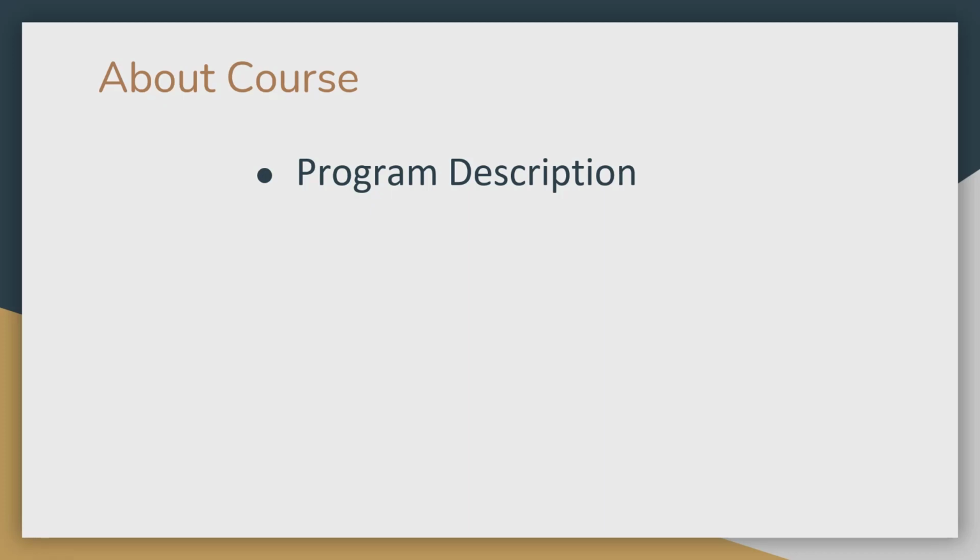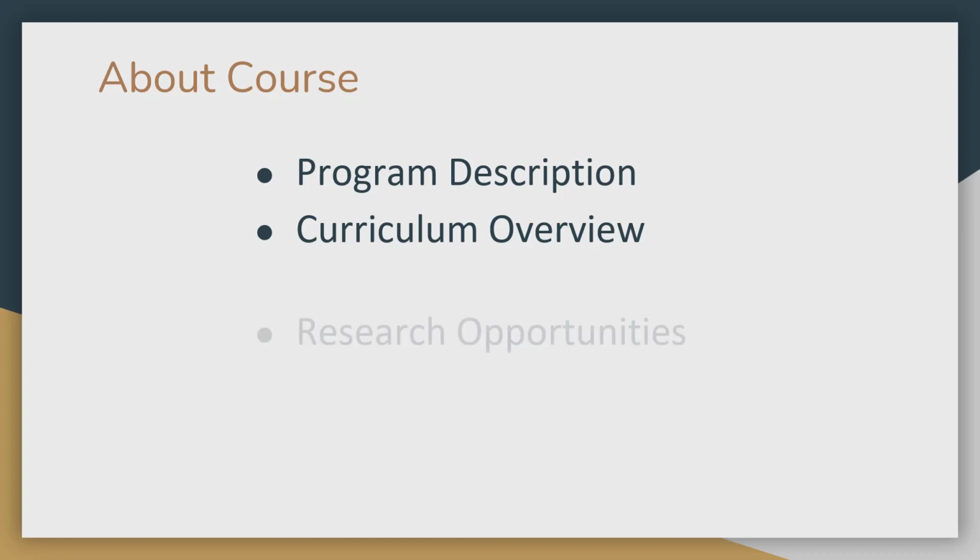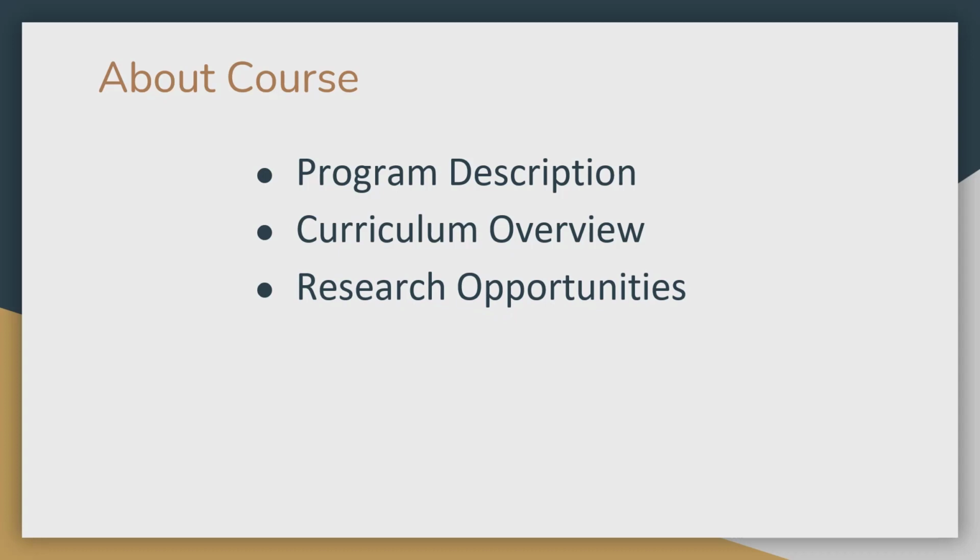So once the program description is done, then talk about the curriculum: what subjects you are going to learn, what things you are going to study in this program, how many credits the program has, and the duration. If any research opportunities are available while studying this program, please mention them as well. You can also add any industry connections, such as whether the program offers an internship along with it, with any industry or organization. Please mention those as well.